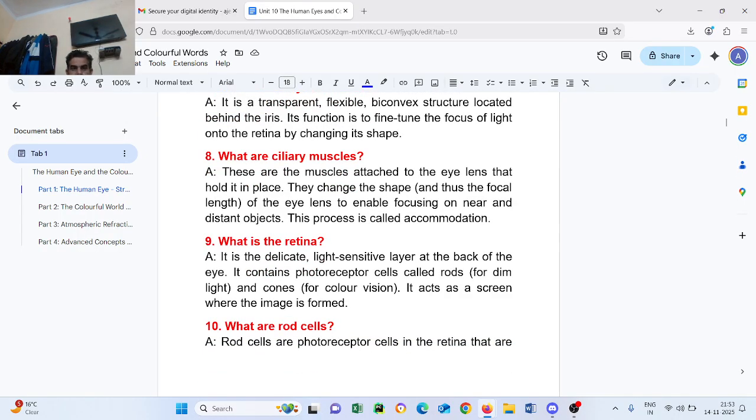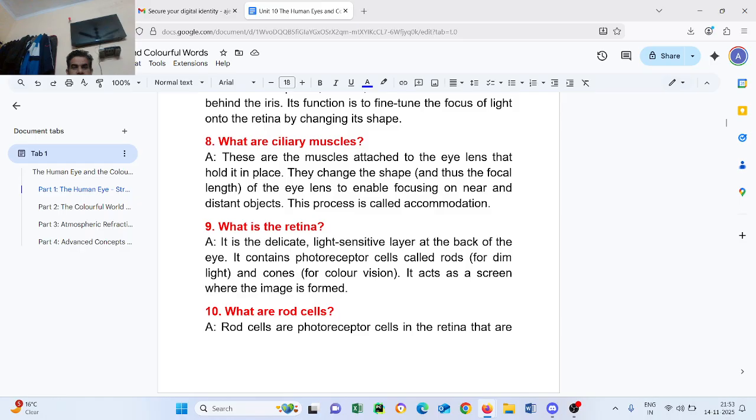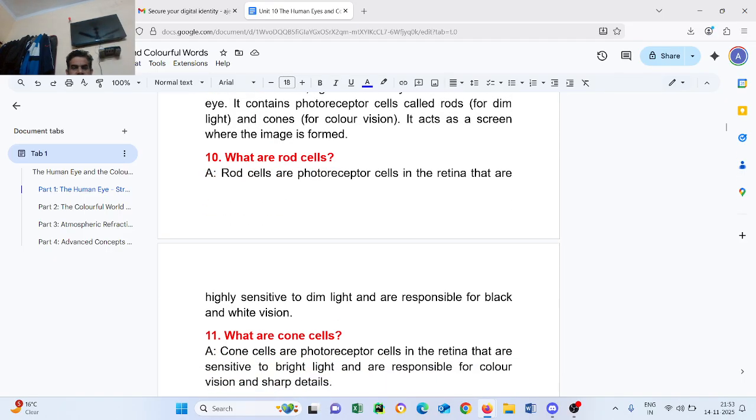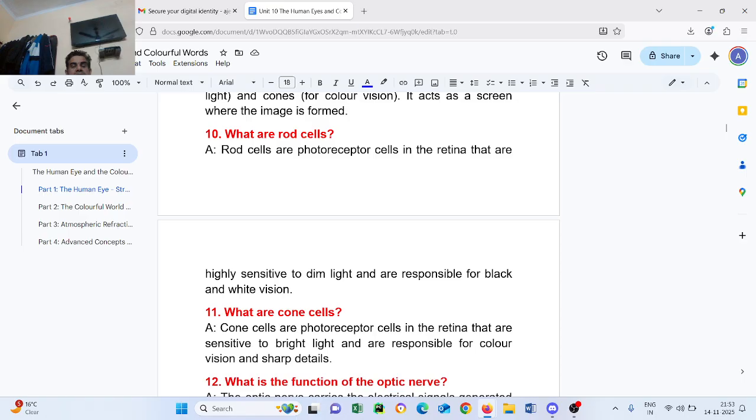Question number 10. What are rod cells? Rod cells are photoreceptor cells in the retina that are highly sensitive to dim light and are responsible for black and white vision. Question number 11. What are cone cells? Cone cells are photoreceptor cells in the retina that are sensitive to bright light and are responsible for color vision and sharp detail.